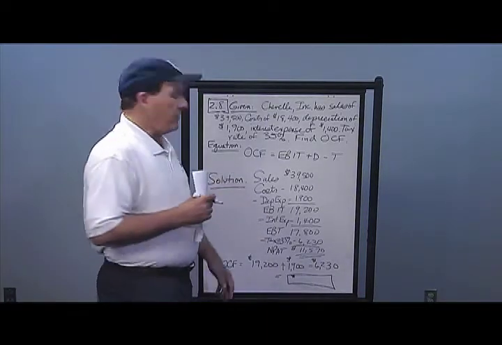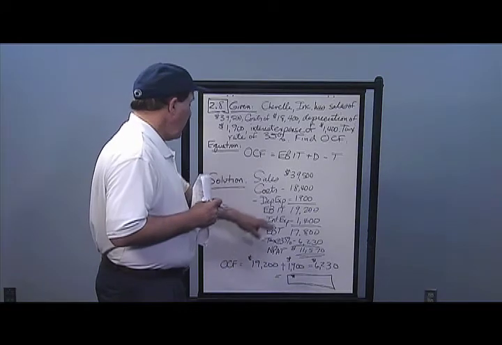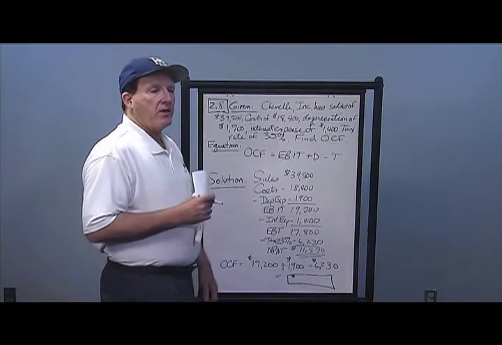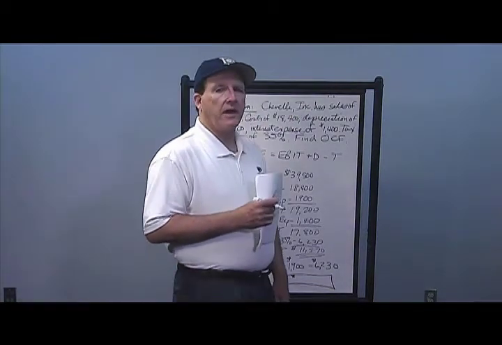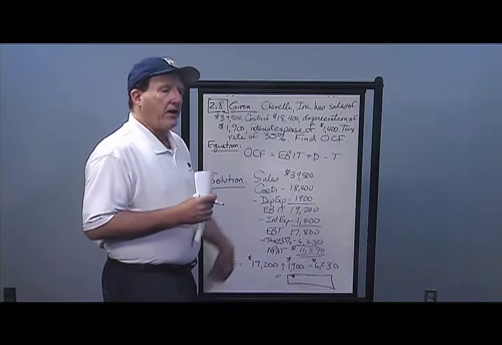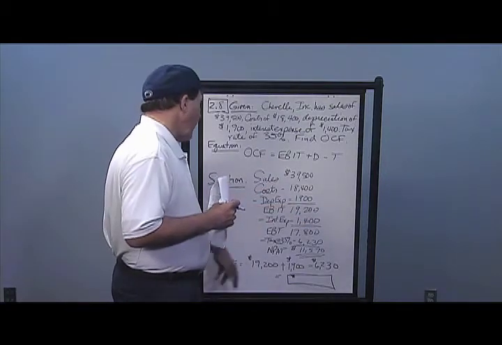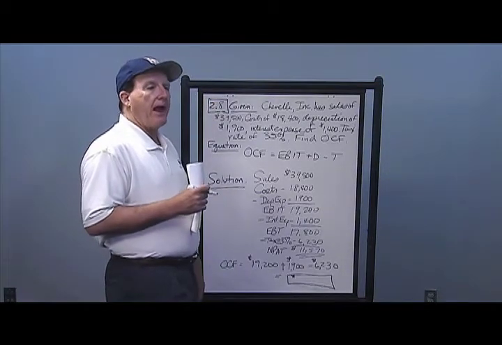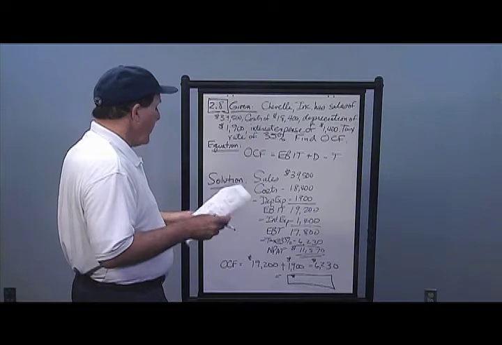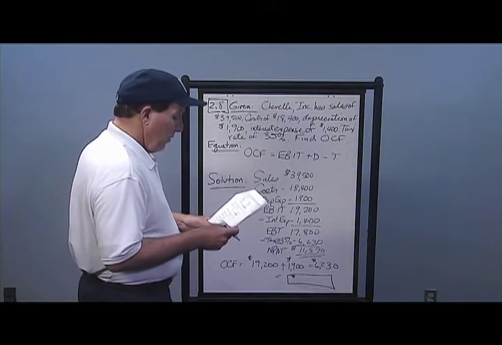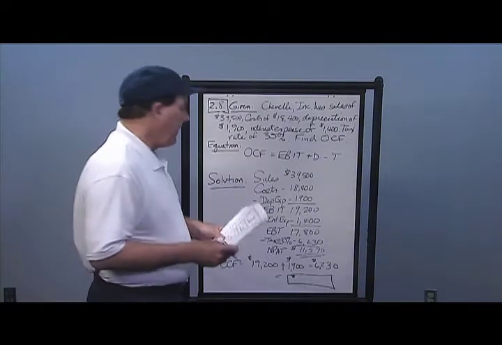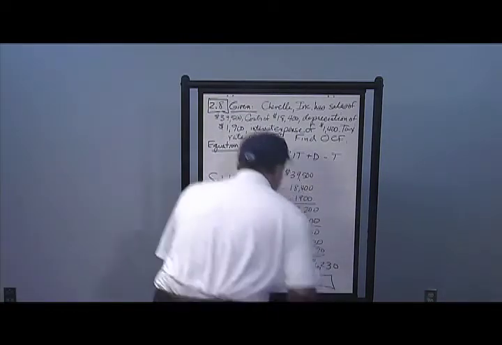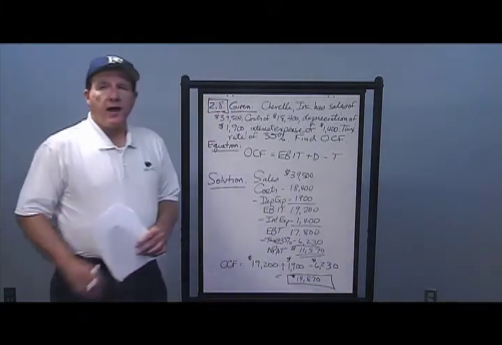OCF is EBIT of $19,200 plus depreciation. I must add it back because I subtracted it out, and depreciation is a non-cash expense. So when I want to calculate operating cash flow, I need to add back the depreciation of $1,900. From this, I subtract the taxes that I paid out in cash of $6,230, and my final answer for OCF is $14,870. That concludes problem number 8.